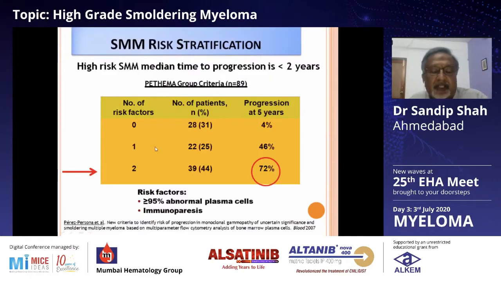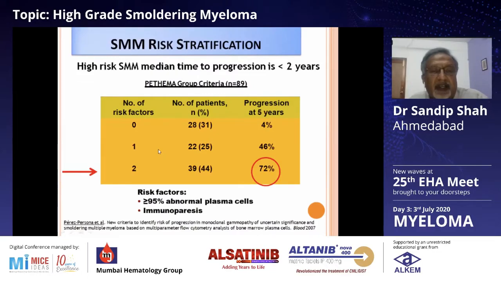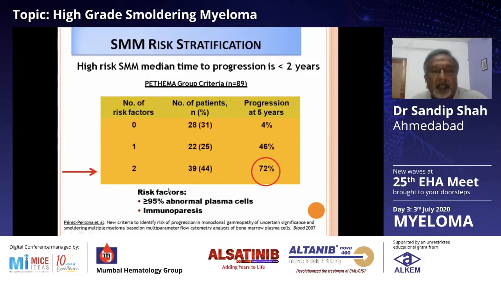So this was another model which was validated by the International Myeloma Working Group. And you can see that there are greater than 90% abnormal plasma cells also. This is the Pethema group, which we already discussed: if two of these factors are present, then progression at 5 years is almost 72%.